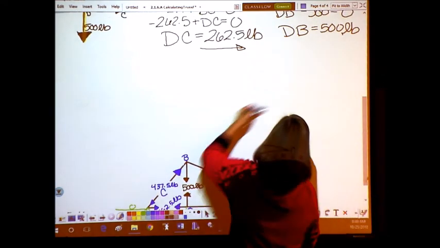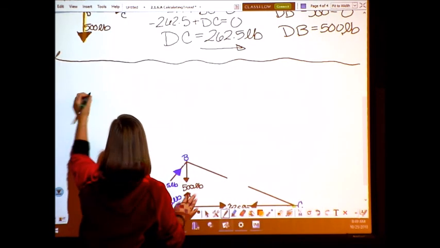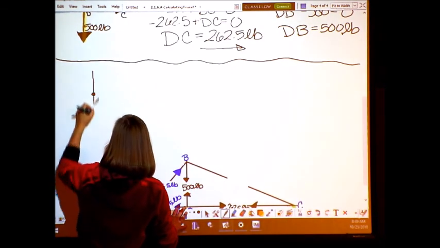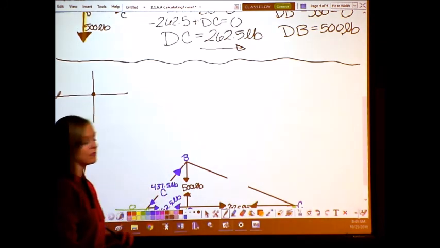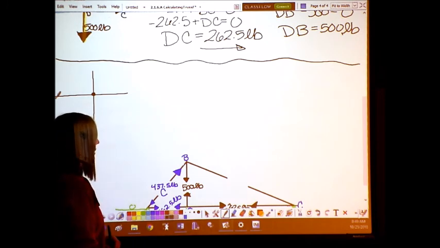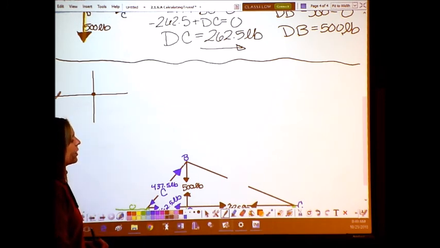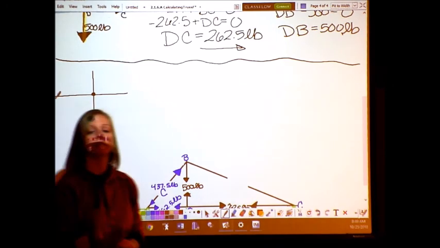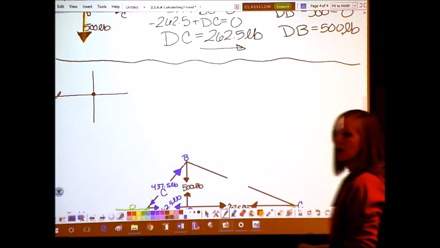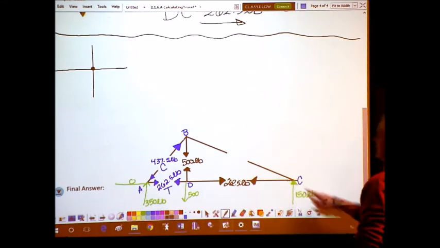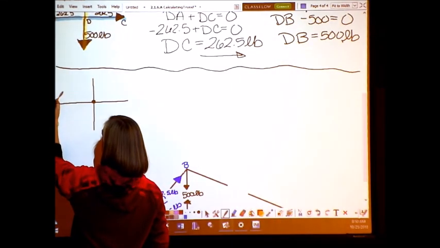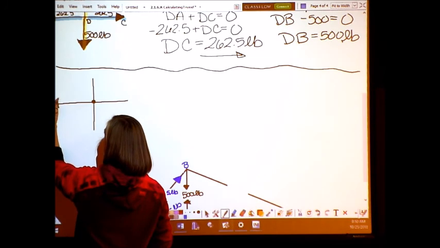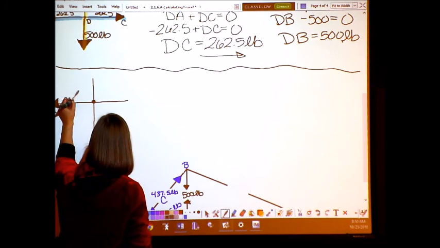So here's all of that was for D. Here's my dot for C. Very carefully draw this one. C points to the what at D? That's right. Left. C points left to D. So I can do this. D's over here. And it was 262.5.